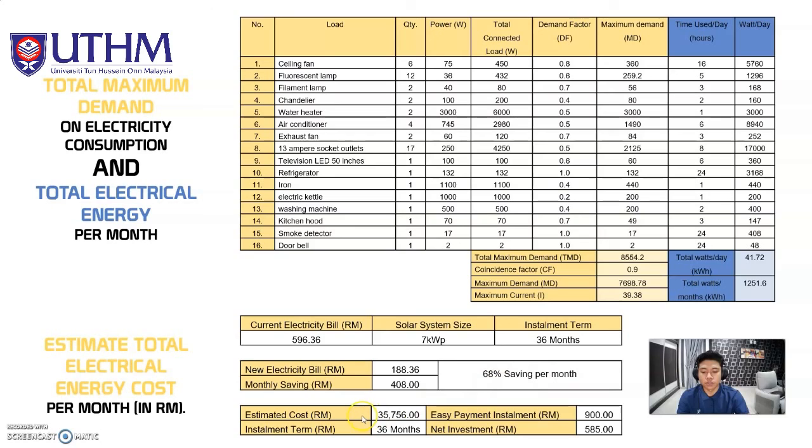The estimated cost for the installment of the solar panels is around 35,756 ringgit Malaysia, and the easy payment installment is around 900 ringgit, and the net investment is 585 ringgit Malaysia. So that's all from me. Thank you.